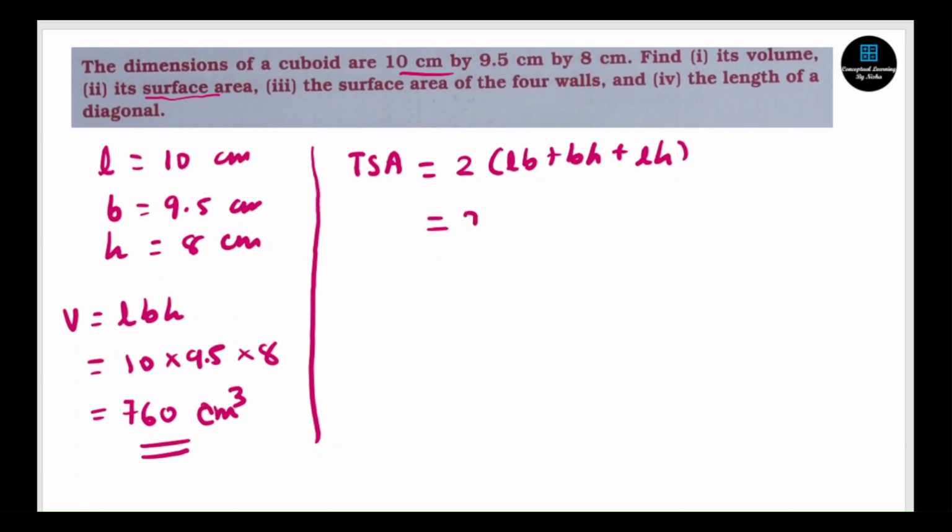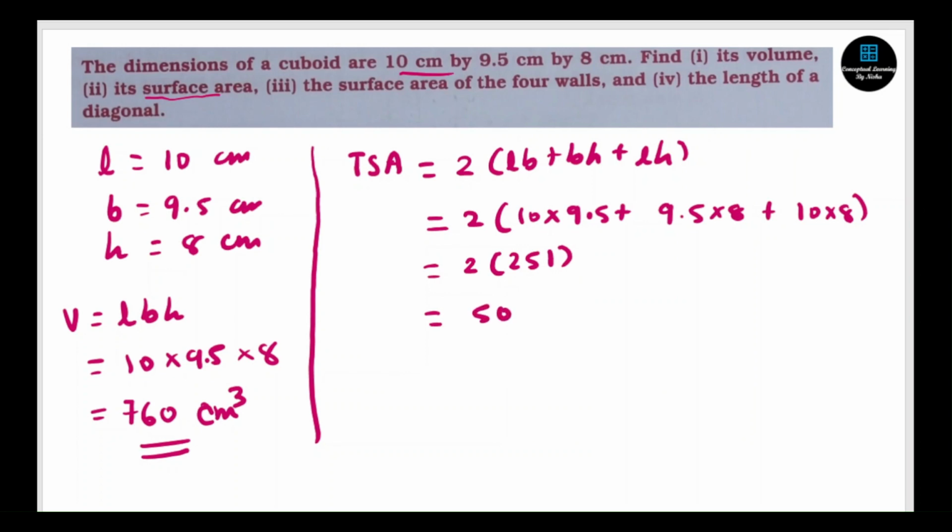So 2 times, what do we get? Length into breadth, so 10 into 9.5. Put all the correct values for this. Now 9.5 times 8, and 10 times 8. Now when we simplify this, we'll get the final answer. So it is nothing but 2 times 251, and this gives me 502 centimeter square.